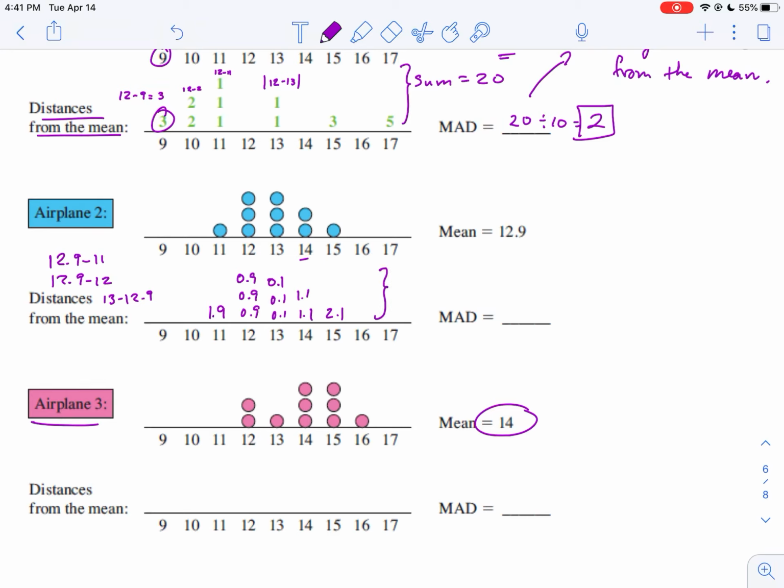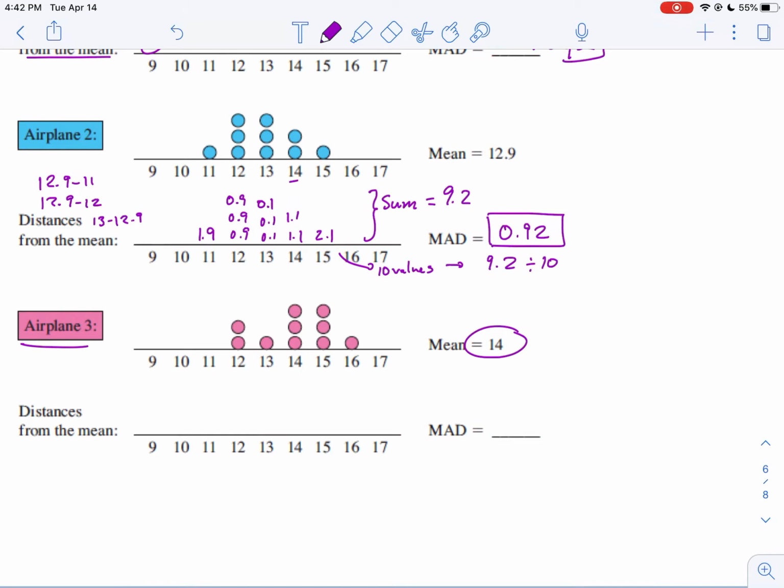When I take the sum of these numbers, I get 9.2. And so the MAD then, since there's 10 values, the mean absolute deviation will be 9.2 divided by 10. We get a mean absolute deviation of 0.92.